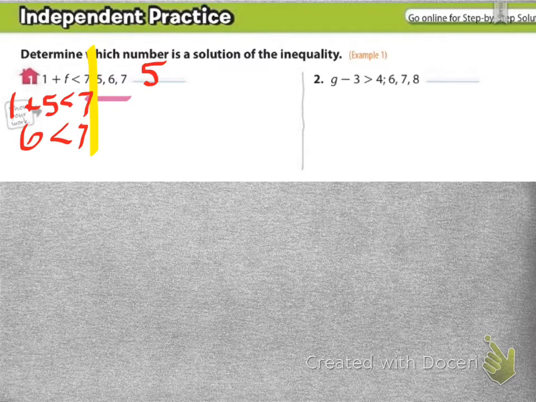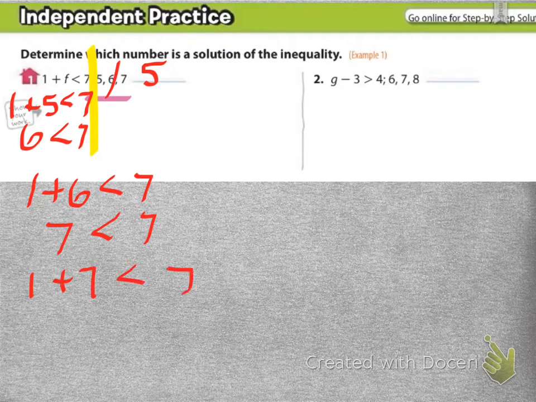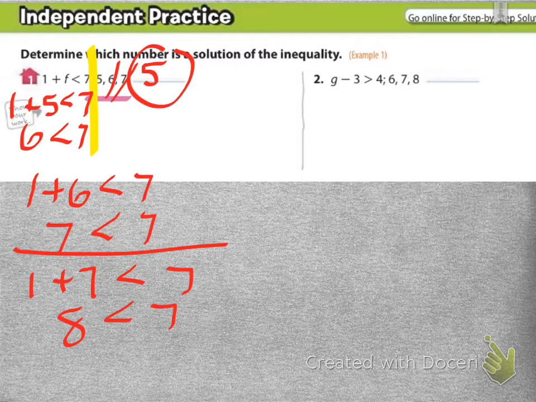Let's say 1 plus 6 is less than 7. Well, 1 plus 6 is 7. Is 7 less than 7? No. And so that's not going to work. And then I'm trying my 1 plus 7, because that's my next one. 1 plus 7 is 8. Is 8 less than 7? No. And so the only answer is 5. And that's how we went about using those. We literally just plugged in the numbers they gave us, and we said which ones work. And they're telling us which number, which implies to me that only one of these numbers will work.